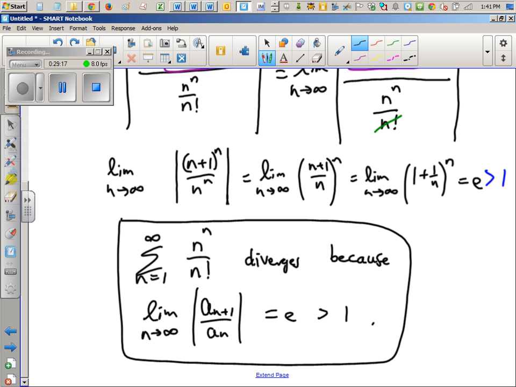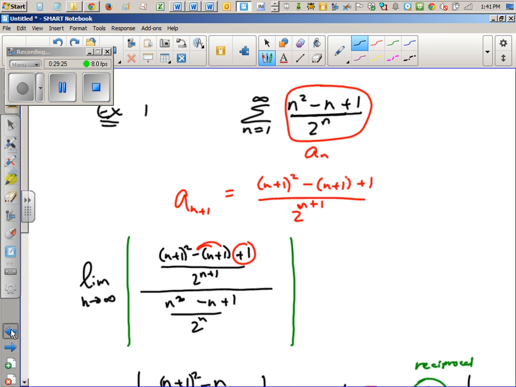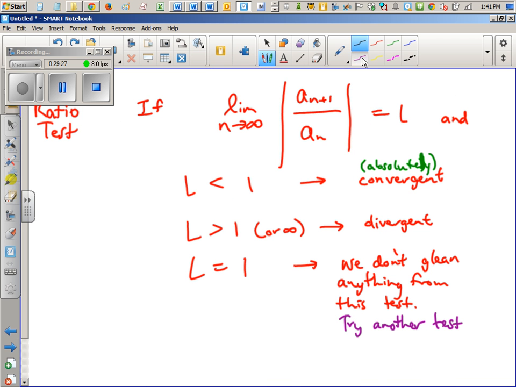If you get 1, what do you do? If you get exactly uno, what? You don't glean anything. You glean nothing. You glean nada, which means you're going to have to do what? Another test. That can be frustrating. You work so hard on the ratio test only to find you wasted all that time and you have no choice but to try something else. But it doesn't happen often.